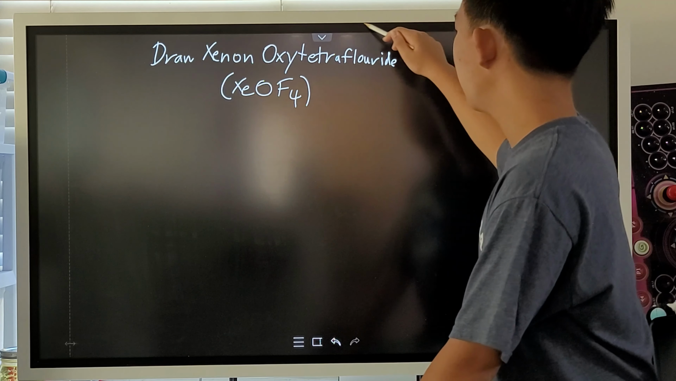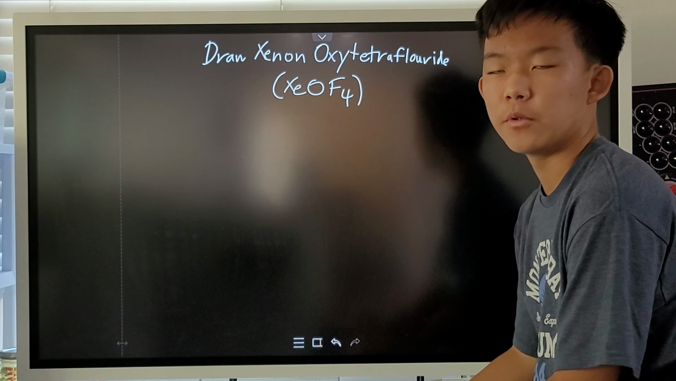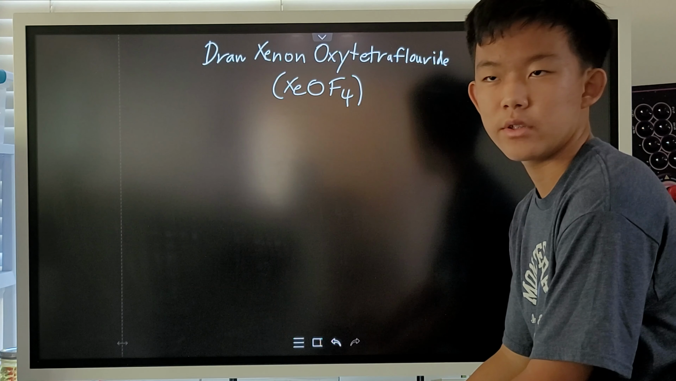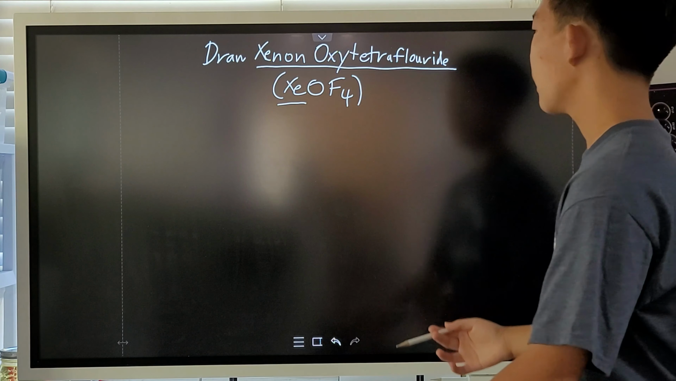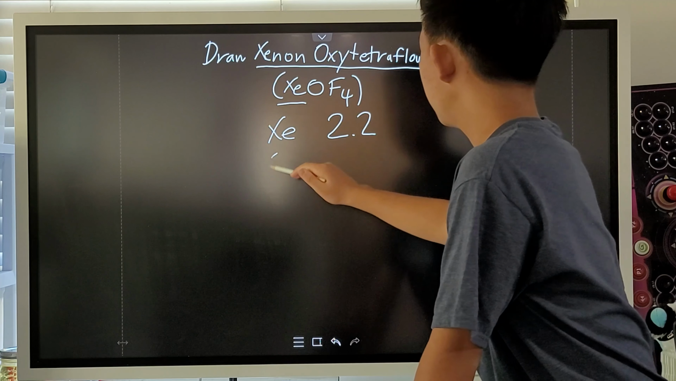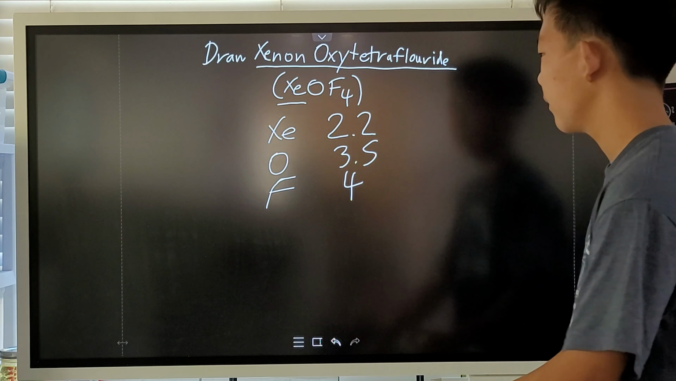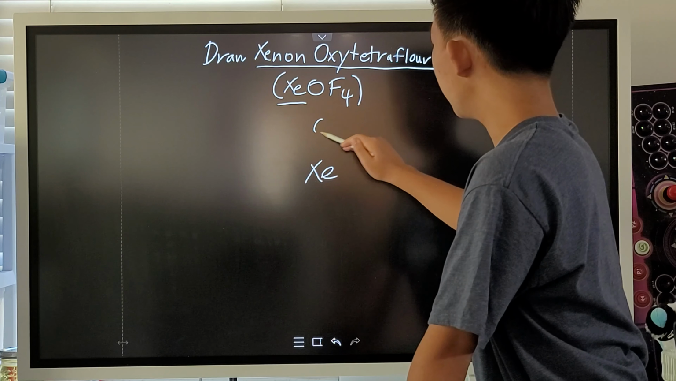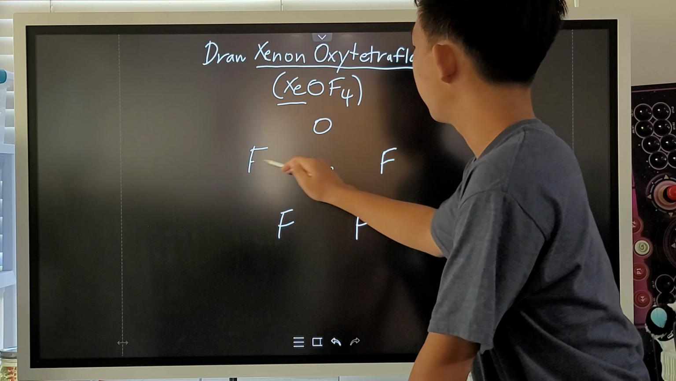For our last example, let's draw xenon oxytetrafluoride. This is one of those things you don't see every day, a noble gas compound. Noble gases don't usually form compounds, and that's what makes xenon oxytetrafluoride special. It's one of the few noble gas compounds. So xenon here will be our central atom, right? Xenon has electronegativity of 2.2, oxygen 3.5, fluorine has an electronegativity of 4. So xenon goes in the center like that, and then put oxygen, fluorine, another fluorine, and the last fluorine.